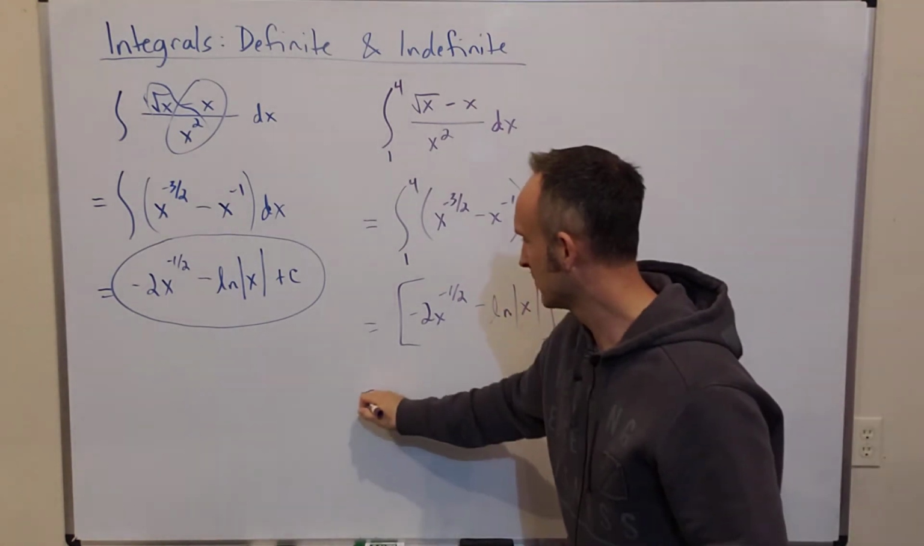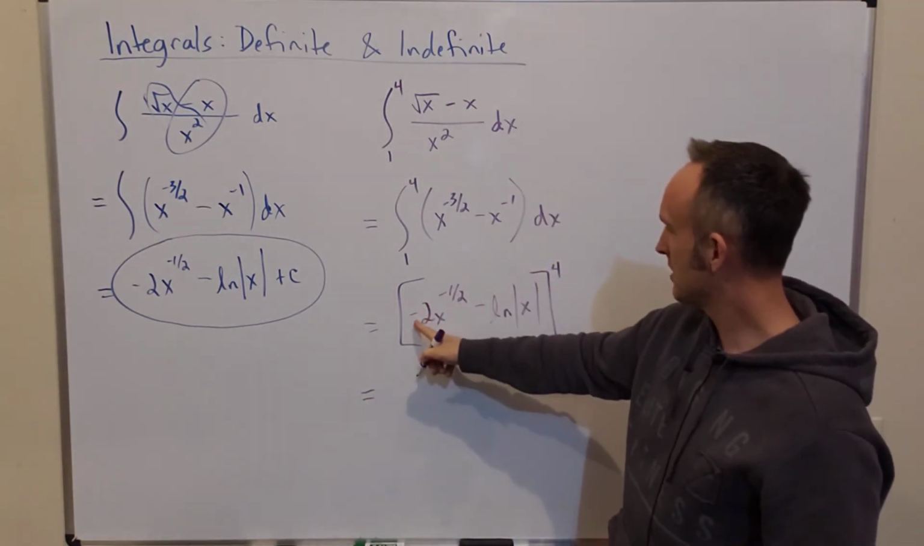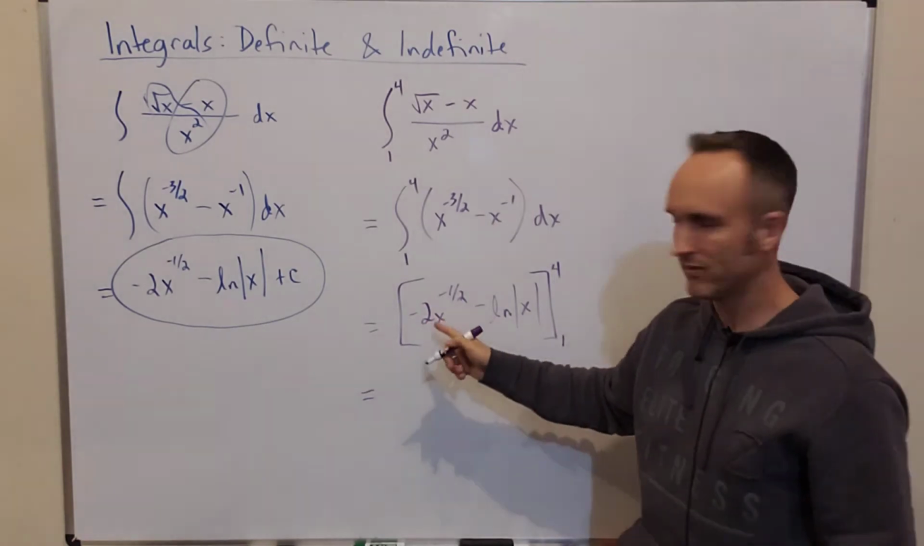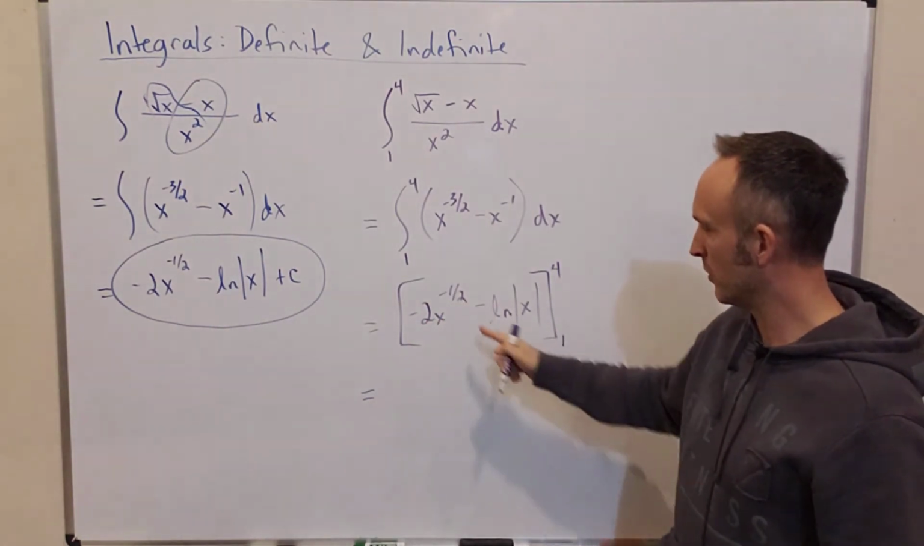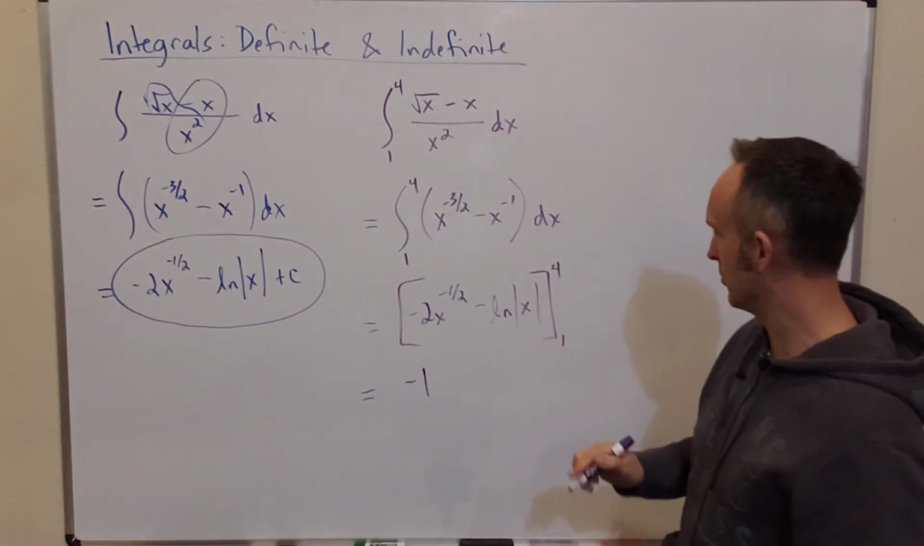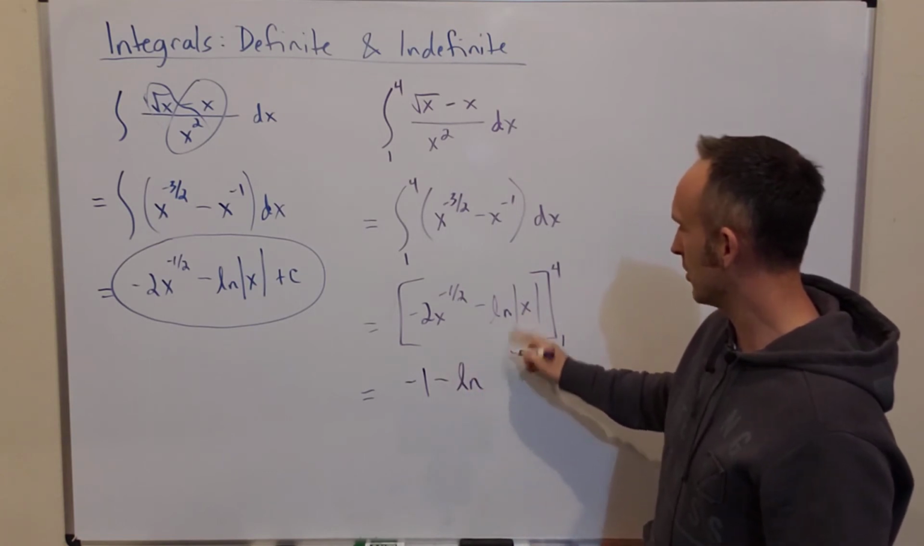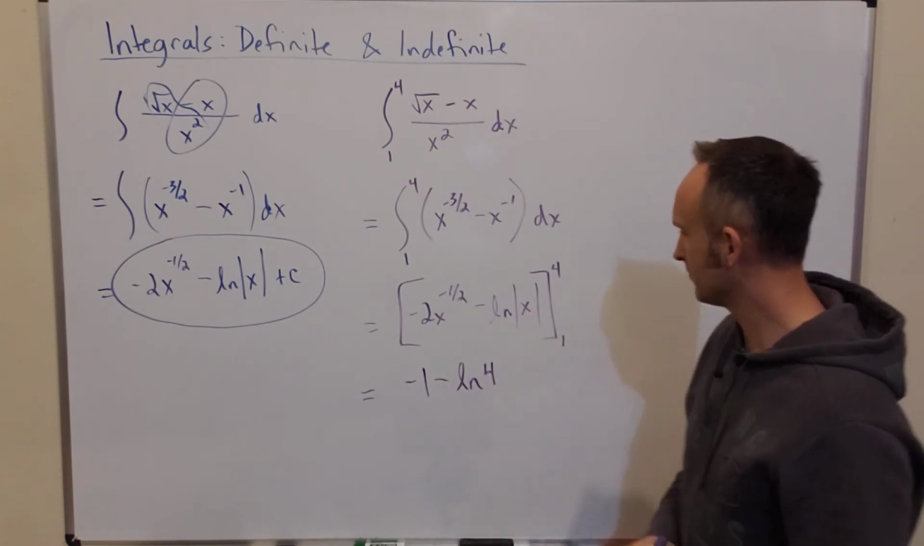go further. So you plug 4 into this, which gives you negative 2 times 4 to the negative 1/2. So that's 1 over the square root of 4. So that's 1/2 times negative 2, that's negative 1. You can check that out on your own. Minus the natural log of the absolute value of 4. The absolute value of 4 is just 4.